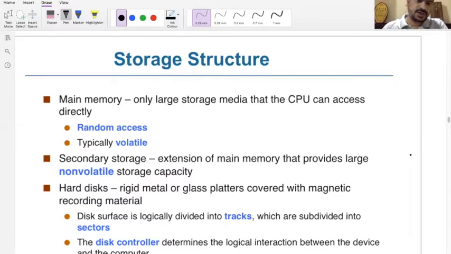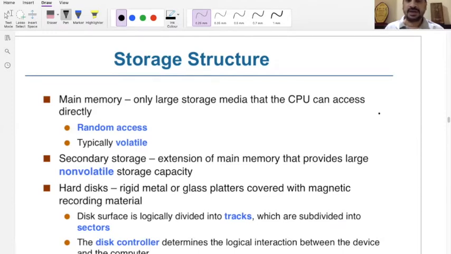So the first storage here is called main memory. Main memory is the only large storage media that the CPU can access directly. What it is saying is, I have shown you the structure where we have a CPU, the RAM, and the hard drive. The CPU will access the data from the main memory, and every program which is ready to run should be in main memory.